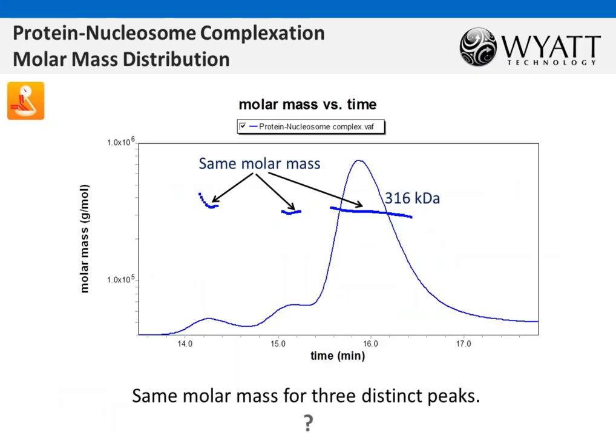This chromatogram of a protein nucleosome complex illustrates how the various light scattering techniques can help us understand the elution behavior of a sample. Size exclusion chromatography identifies 3 distinct species, which would at first indicate the presence of dimer or higher oligomers. However, light scattering measures essentially the same molar mass for all species. Dynamic light scattering can provide more insight into the size of the different species present.